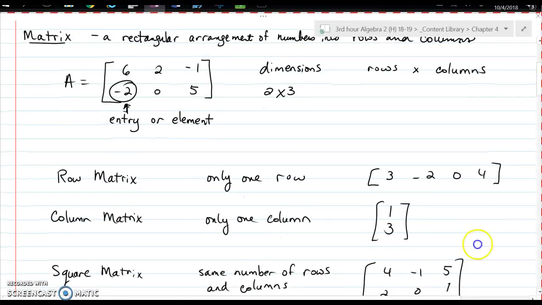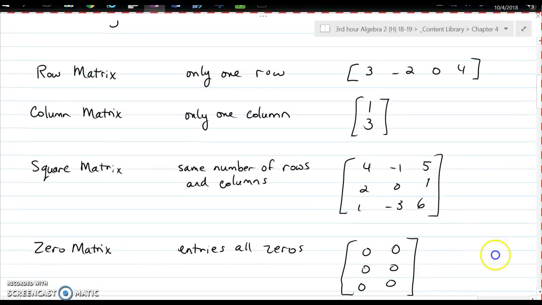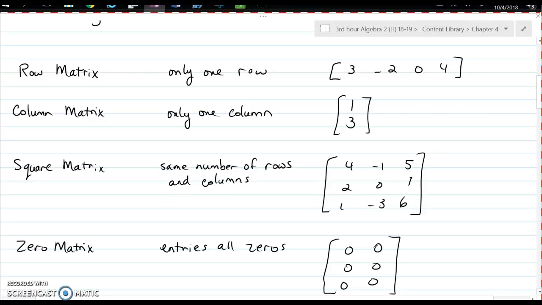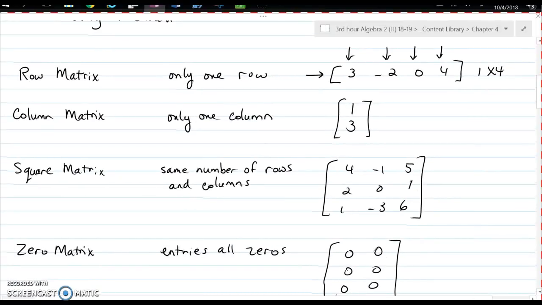Okay, so I have here a few different types of matrices that have special names. The first one is called a row matrix. A row matrix is a matrix that only has 1 row. So let's determine the dimensions of this row matrix. Let's see, I see 1 row. Everybody see 1 row going across? And how many columns do I have? I have 1, 2, 3, 4 columns. So the dimensions of this row matrix is a 1 by 4. You see how I write that? 1 by 4.